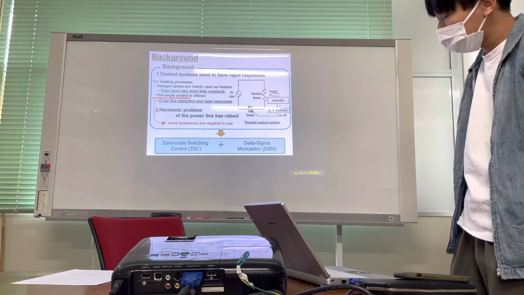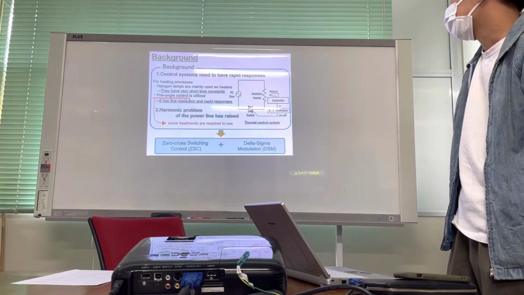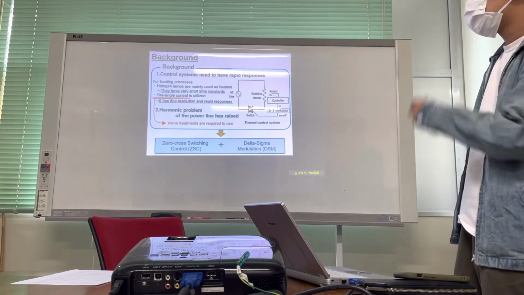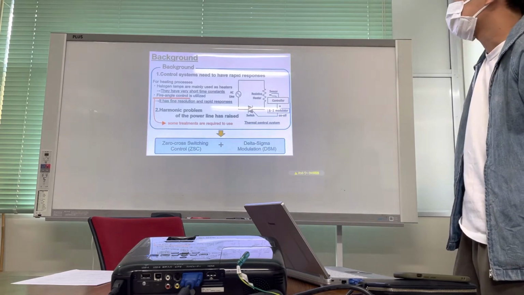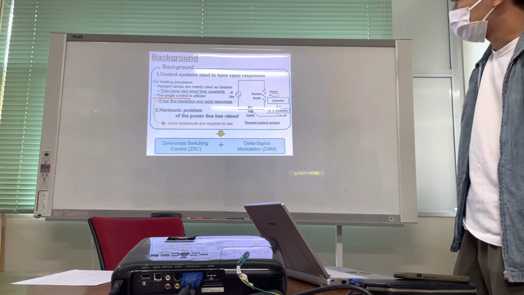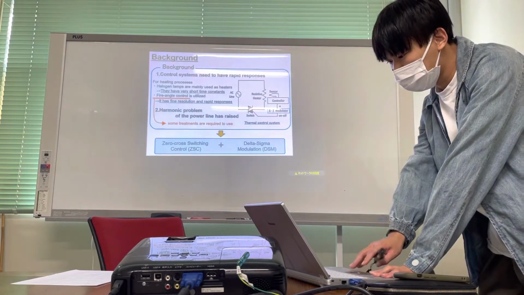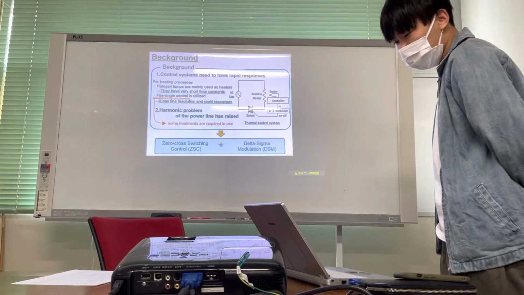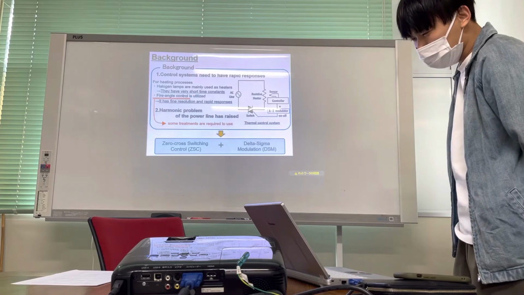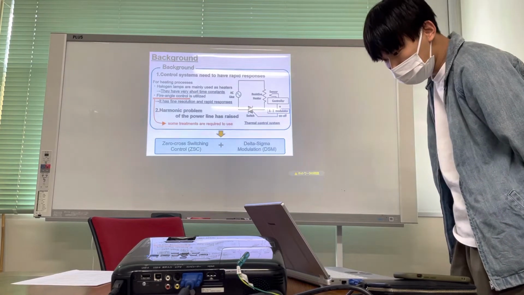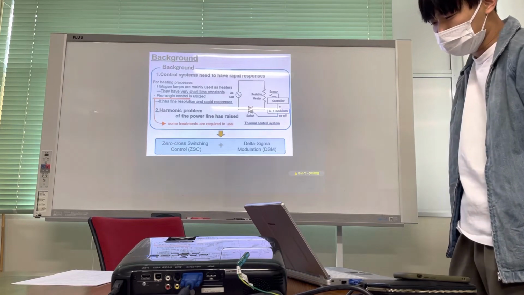But now, harmonic problems of the power line have been raised in many countries, and some treatments are required to use fire angle control. With this situation, we have proposed a feeding power adjustment method which uses a combination of the zero-cross switching control and the delta sigma modulation.